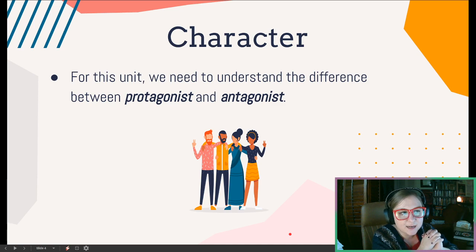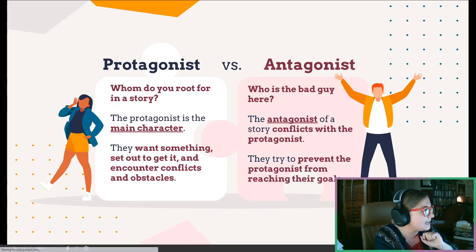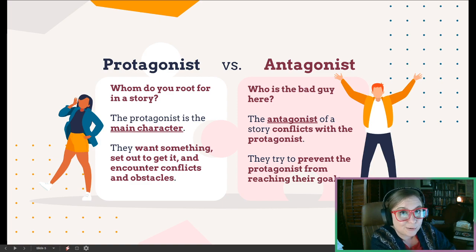All right, first we need to understand the difference between a protagonist and an antagonist. Our protagonist is always going to be our main character. Not always the hero. They're not always the good guy, but they often are. The protagonist is the person we root for in the story, whether or not their motivations are just or unjust. They want something, they're going to set out and get it, and they're also going to encounter many different conflicts and obstacles and trials on their way to meet their goals. Now, an antagonist is someone who works against the protagonist.